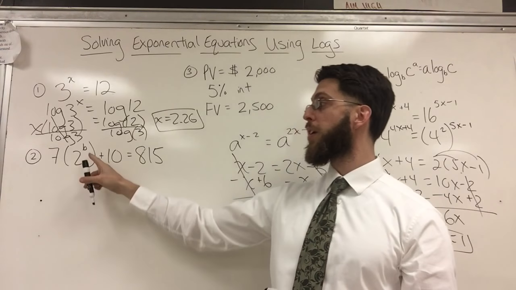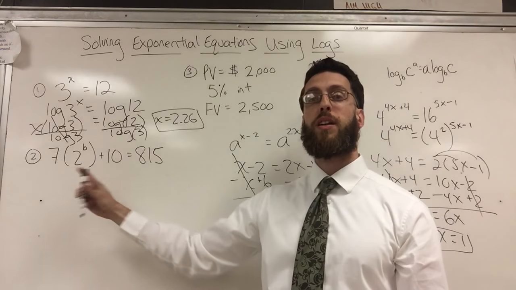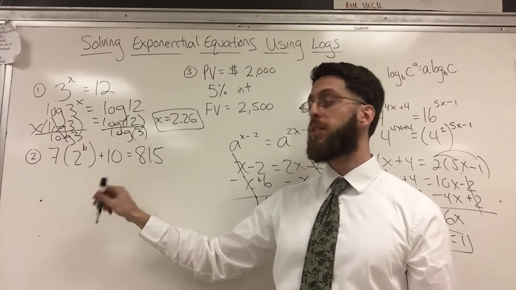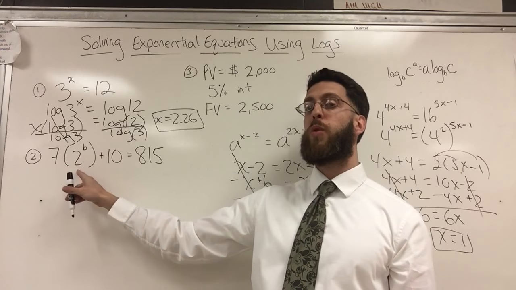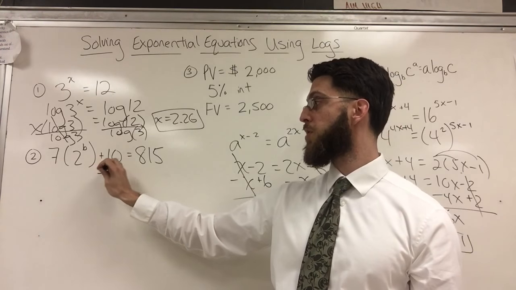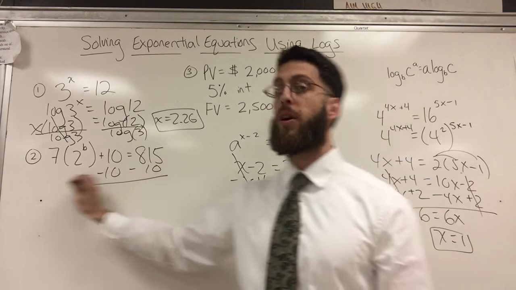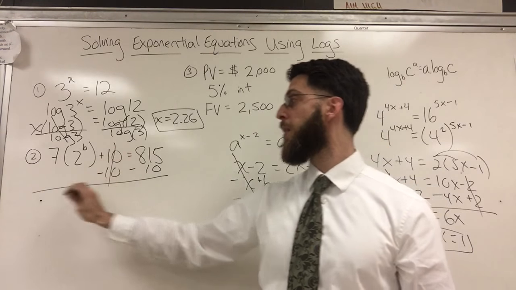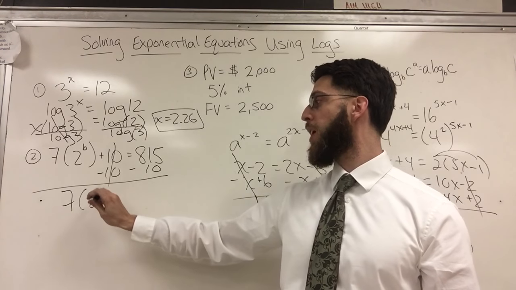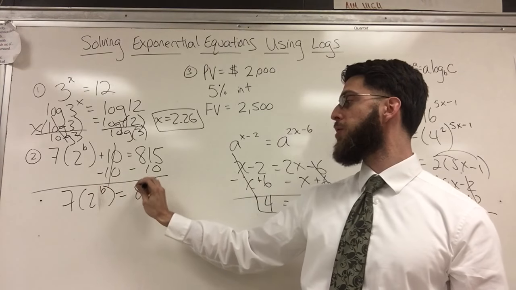Let's go again. Same question. I want to get B alone, but there's all these distractors. So you're going to do what you did in basic algebra: get rid of the distractors. If I had, let's say, 2x plus 10 equals 815, how do you get rid of the plus 10? It's the same thing you're going to do now. I'm going to subtract 10, inverse on both sides. And now I have 7 times 2 to the b power equals 805.